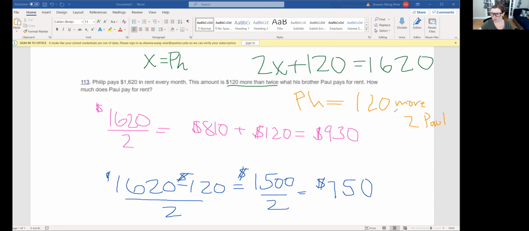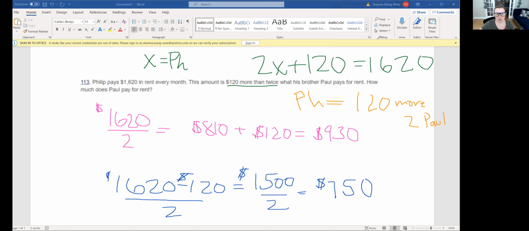Are we okay with the orange? Am I going too fast? Does the orange make sense to everyone? Philip is 120 more than 2 times Paul. Does that make sense? Yes, that makes sense.